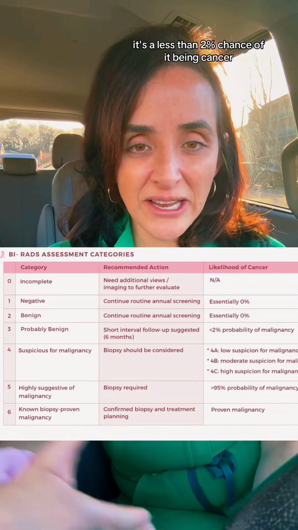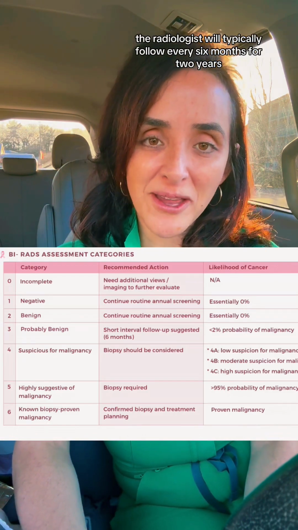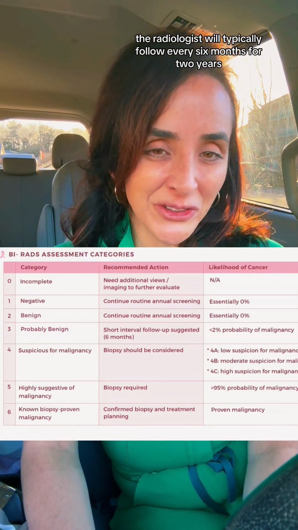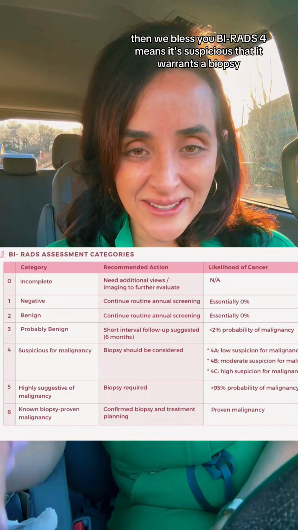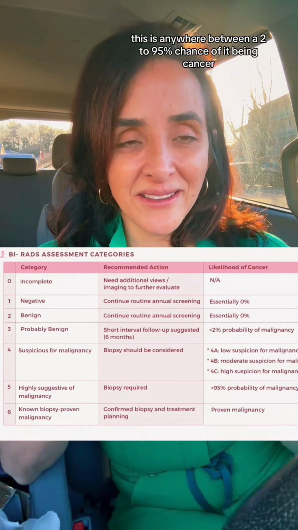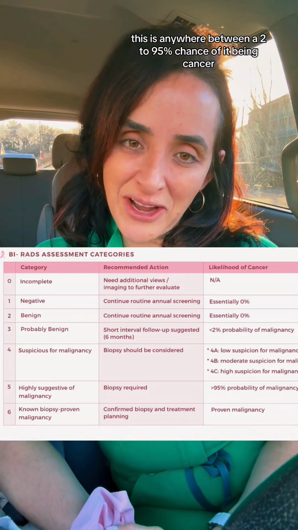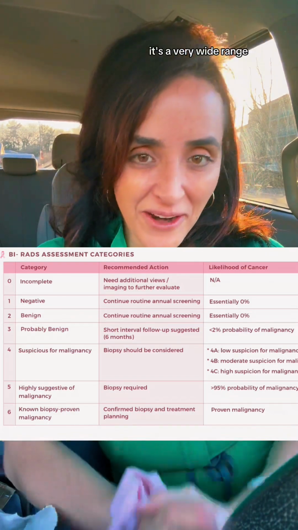It's a less than 2% chance of it being cancer. The radiologist will typically follow you every 6 months for 2 years, and once we establish 2-year stability, then we bless you. BI-RADS 4 means it's suspicious that it warrants a biopsy. This is anywhere between a 2 to 95% chance of it being cancer. It's a very wide range.